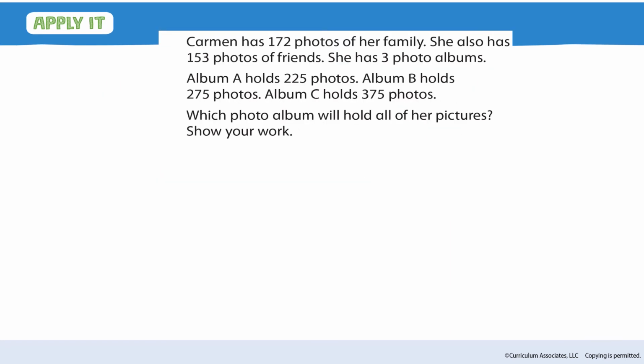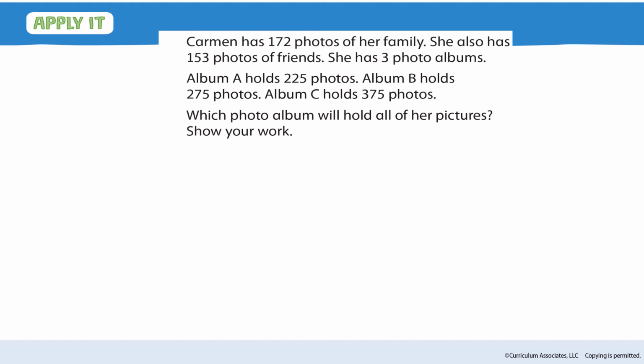There was a lot of information in this problem, so it may have seemed confusing or hard to do. But let's look at it using the questions that we ask ourselves and see if maybe it's not as hard as we might have thought. So first of all, let's read it carefully.